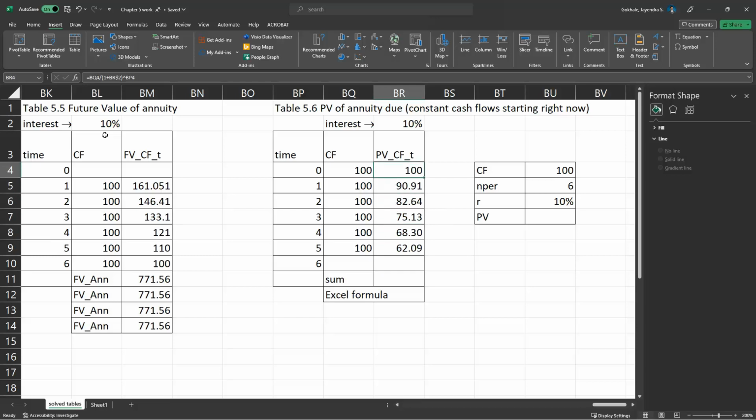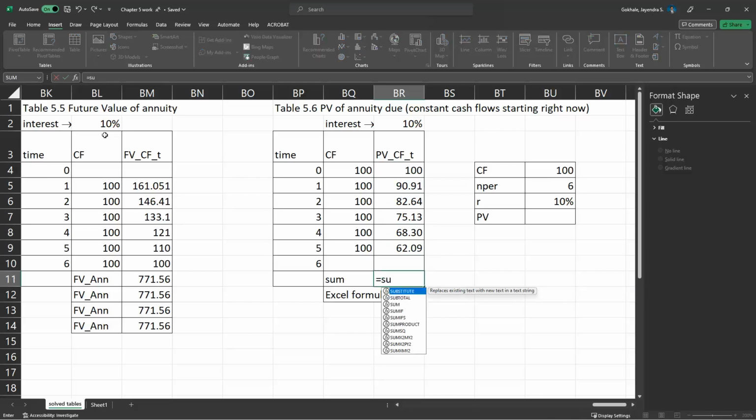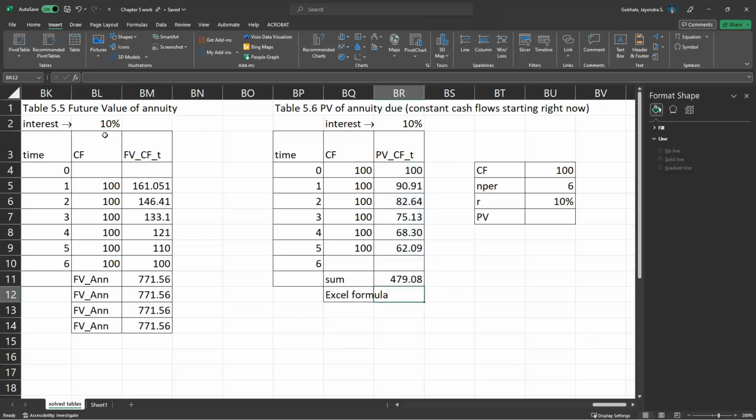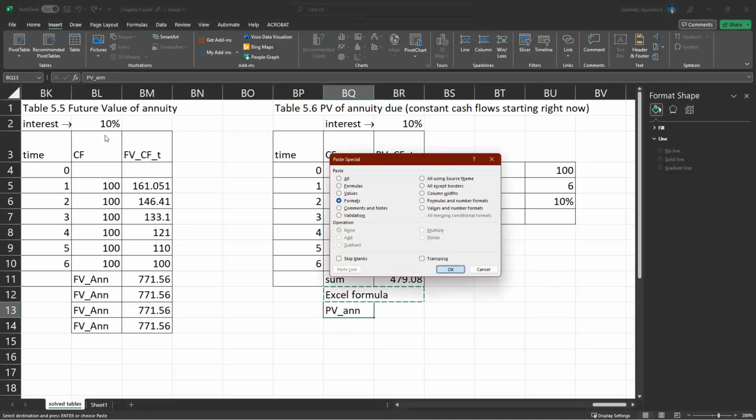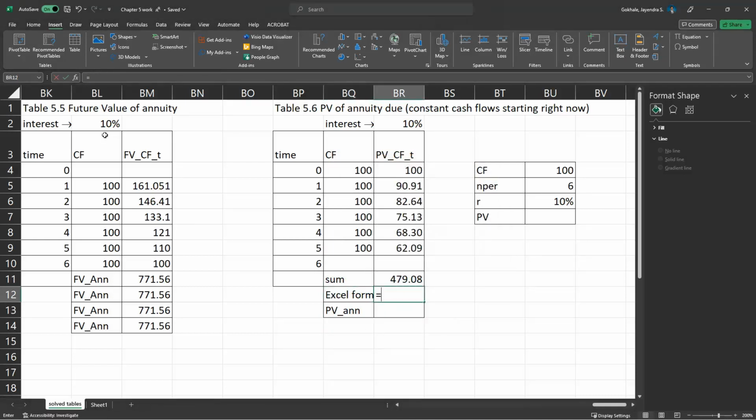Notice we have 6 cash flows and 6 present values: 1, 2, 3, 4, 5, 6. And then all we got to do is add these present values to get the present value of annuity due. Now we can actually find out present value of annuity due from present value of annuity, and we'll see the connection in just a minute. Okay, let's first use the Excel PV function to find out the present value.